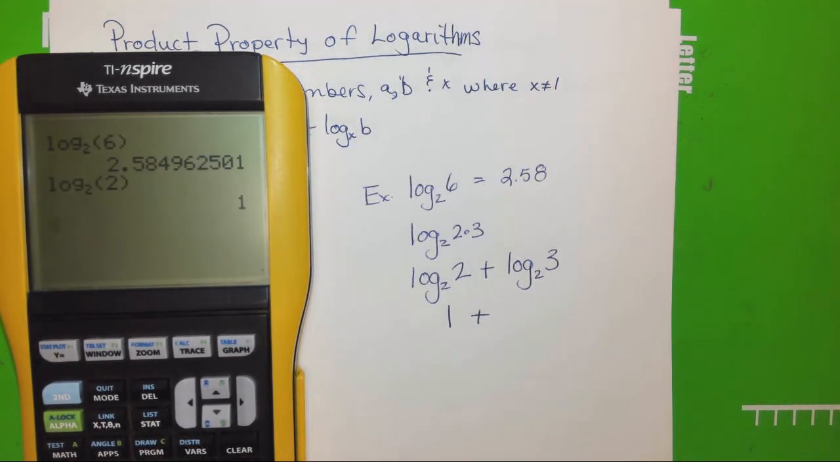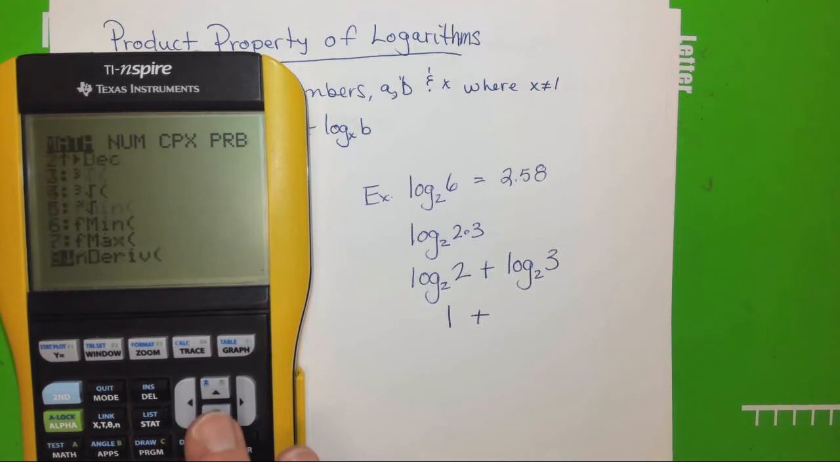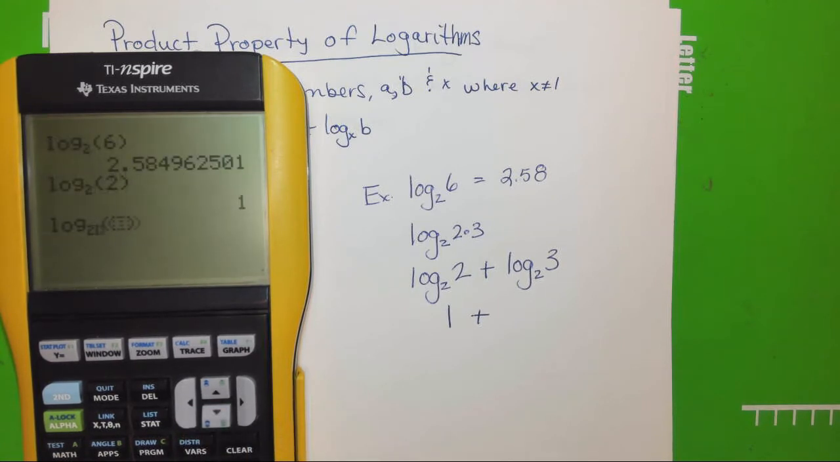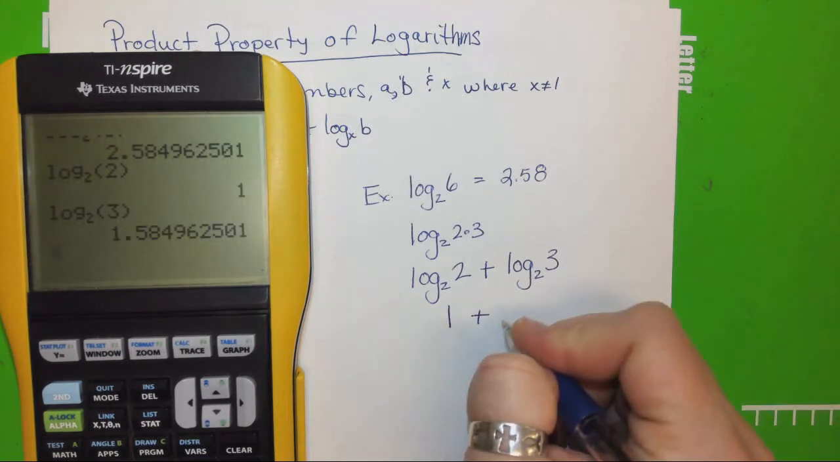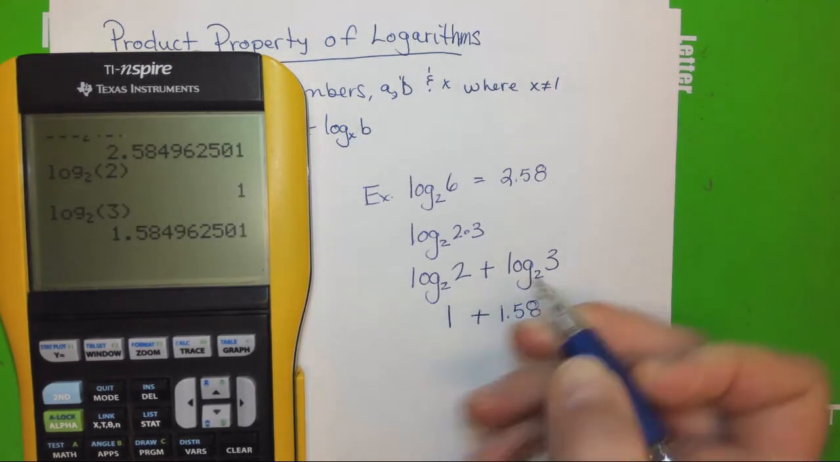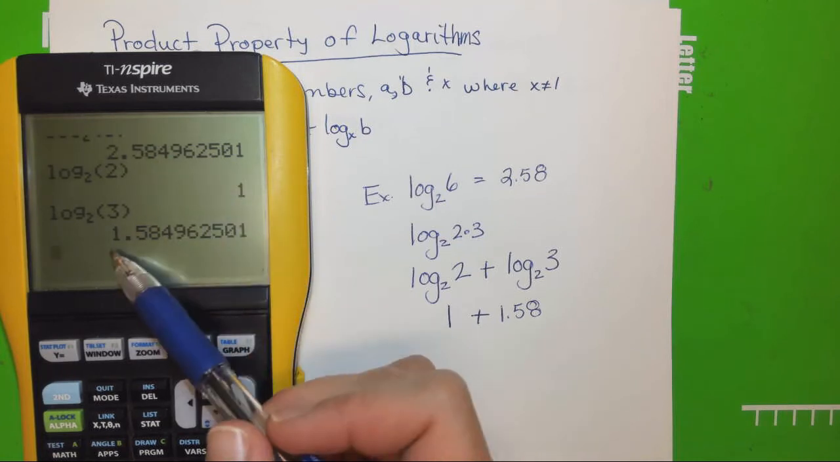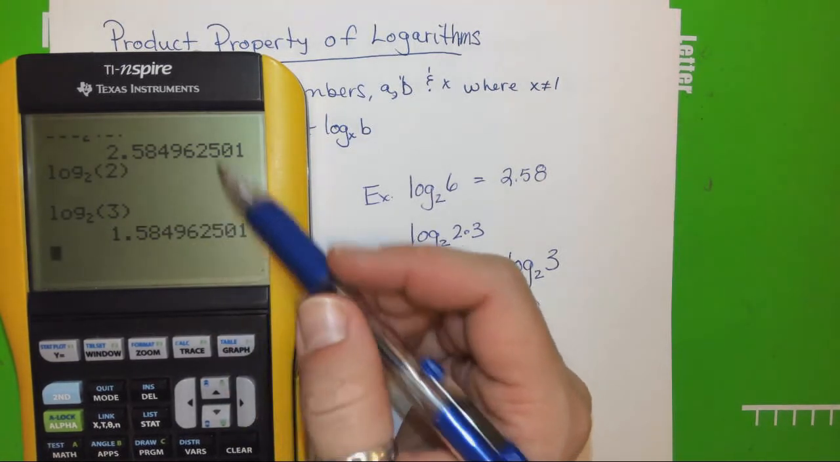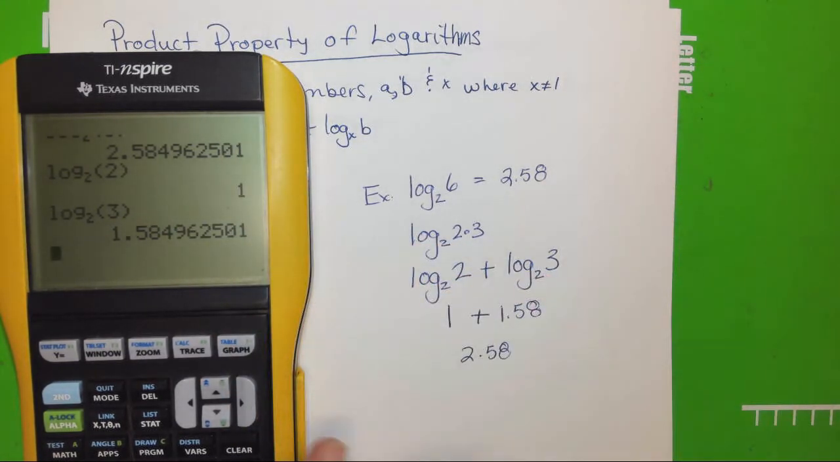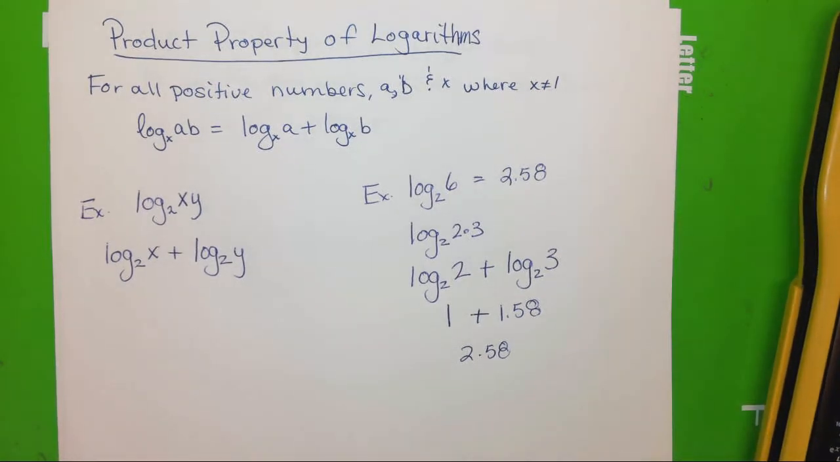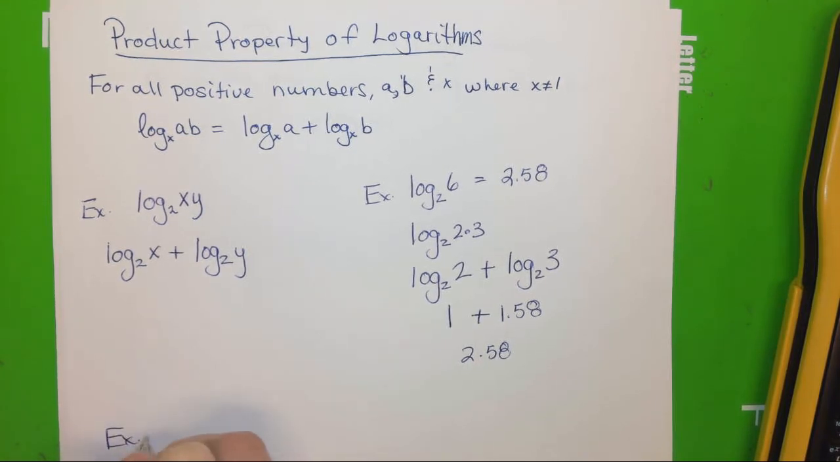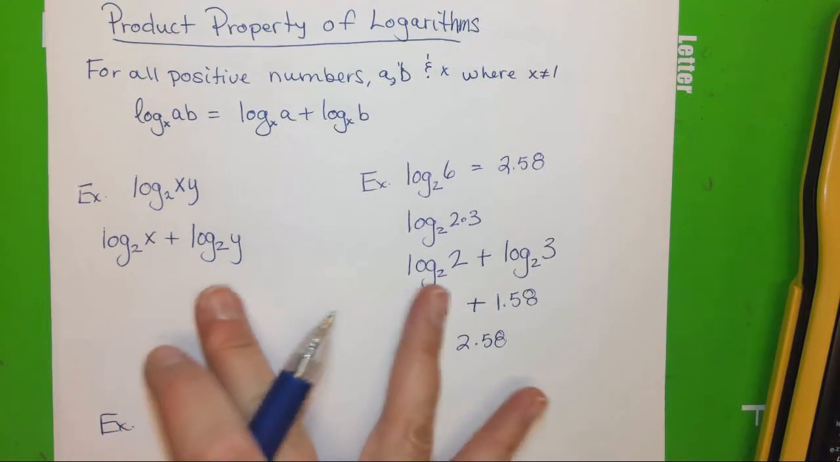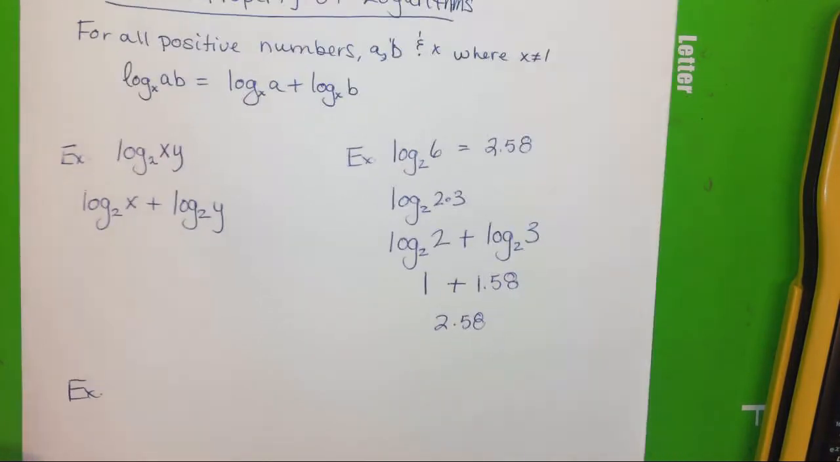And then we've got log base 2 of 3, which would be 1.58, and you can see that decimal is the same thing. And when you add them together, you get 2.58496250. You can see it's exactly the same. So this product property is pretty powerful when it comes to condensing and expanding things. These two are expanding, we're stretching them out.